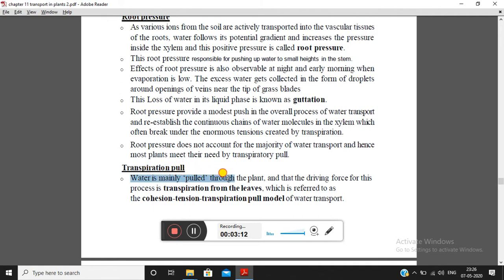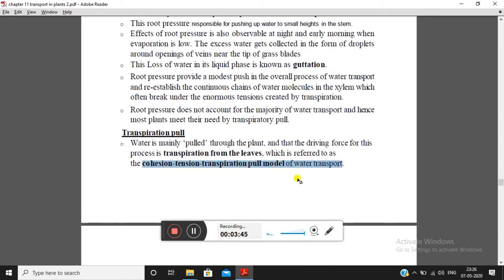Water is pulled through the plants, and the driving force of this process is the transpiration which is taking place from the leaves. As water vapor is lost into the atmosphere from the leaves, a transpirational pull is created, and this results in the pulling of water molecules from the bottom part. This is referred to as the cohesion tension transpirational pull model of water transport.